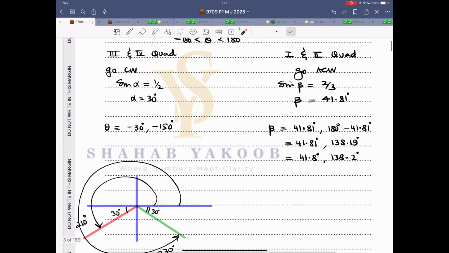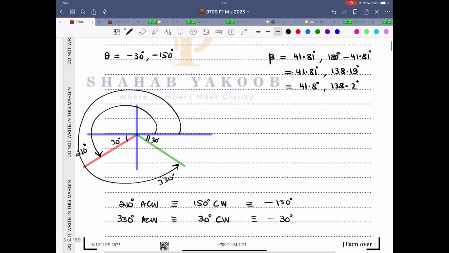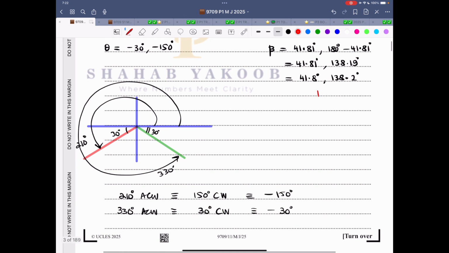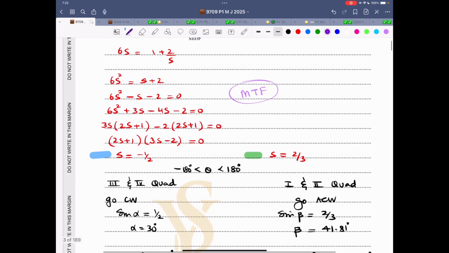And then over here, this is the first quadrant, and 180 minus the basic angle is the second quadrant. Take care of the accuracy. If it's inexact, then work in one decimal place for angles in degrees. And make a habit of writing everything down, starting with the smallest, that is negative 150. That is the smallest. Then negative 30. The next ones, 41.8 degrees, 138.2 degrees. These are the final answers for this particular question.